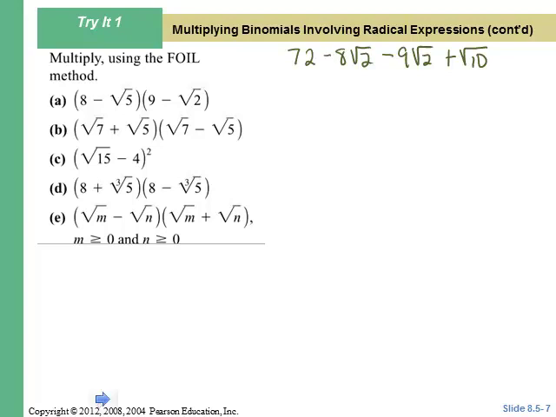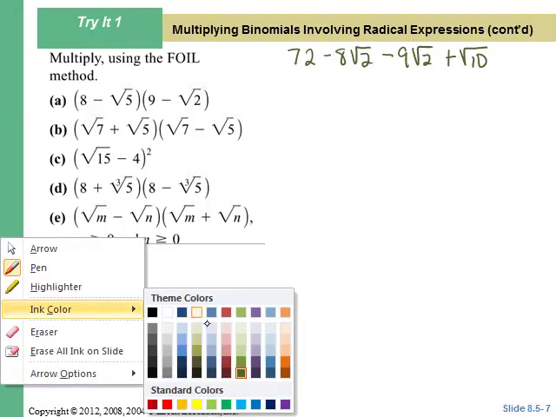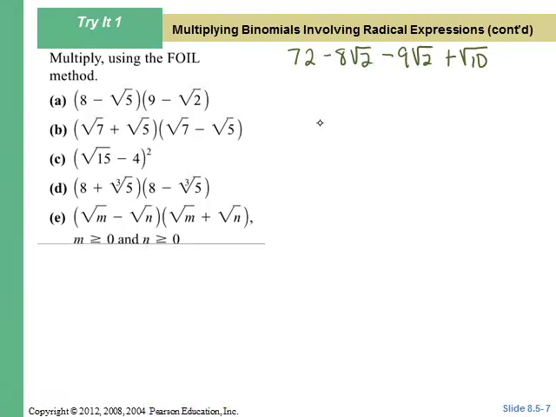B, that's a difference of a sum and a difference. So it'll be root of 7 times the root of 7, which is the root of 49, which is 7. The outside and inside are going to cancel each other. So we're left with the last, square root of 25 is 5. 7 minus 5 is 2.